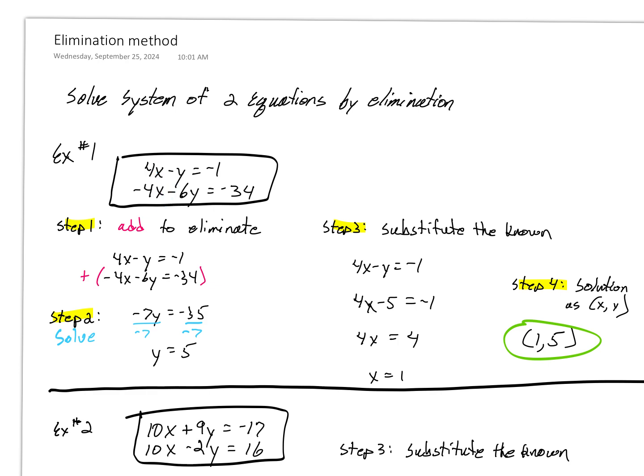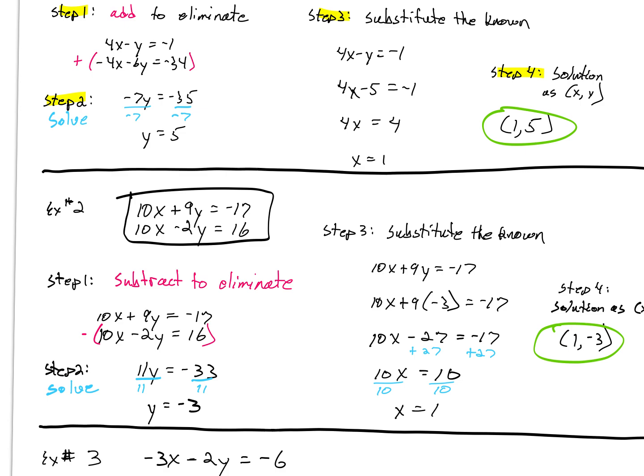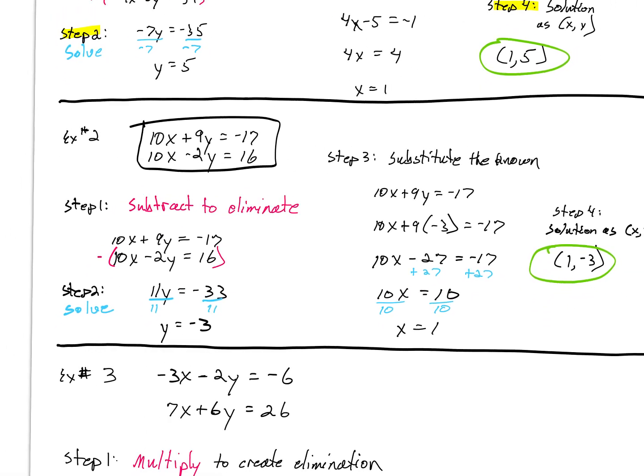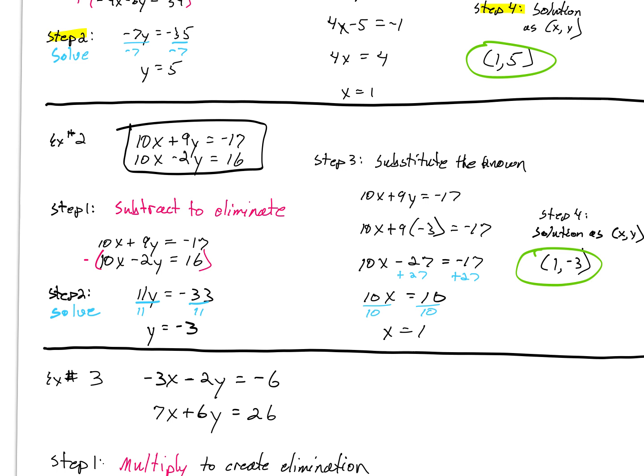All right, let's take a look at an additional example. Let's take a look at number 2. So in this one, the first equation is 10x plus 9y equals -17, and the second equation is 10x minus 2y equals 16. Well, now we notice that the x values are the same, 10x and a 10x. So if we're going to cancel those, we would have to subtract one equation from the other. So we're going to subtract the second equation from the first one.